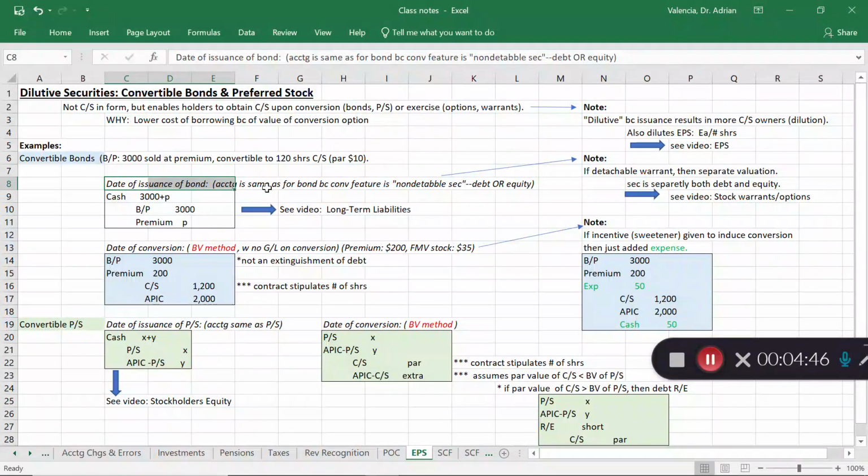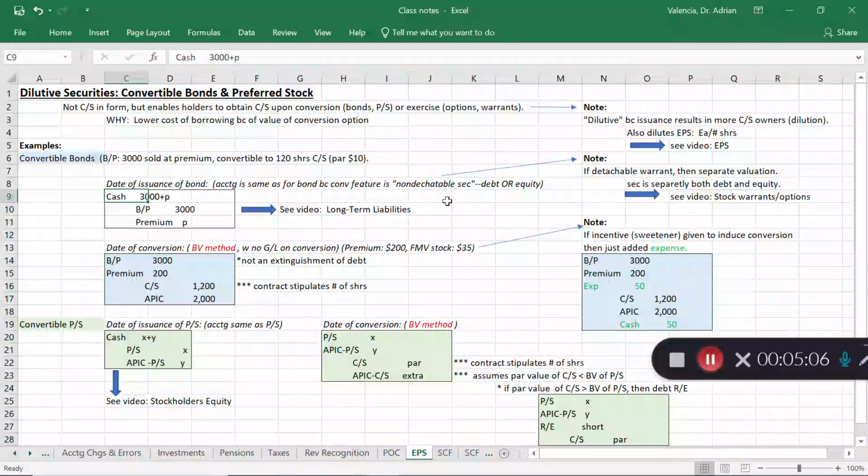But it's straightforward accounting. And that accounting that you're doing based on this video here assumes that the feature is non-detachable, okay? That conversion feature. Let me write this here, non-detachable. In other words, the bond is either a bond at a particular time, or when you convert it, equity. So it's either debt or equity, but it can't be both. All right. So it's mutually exclusive.